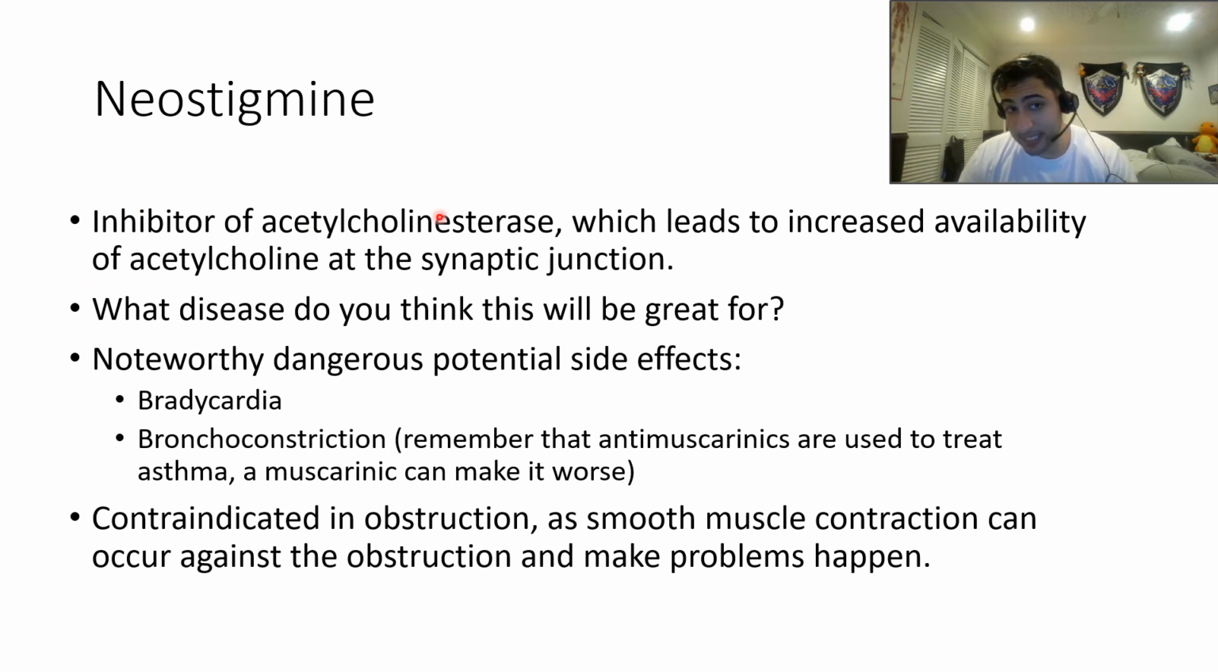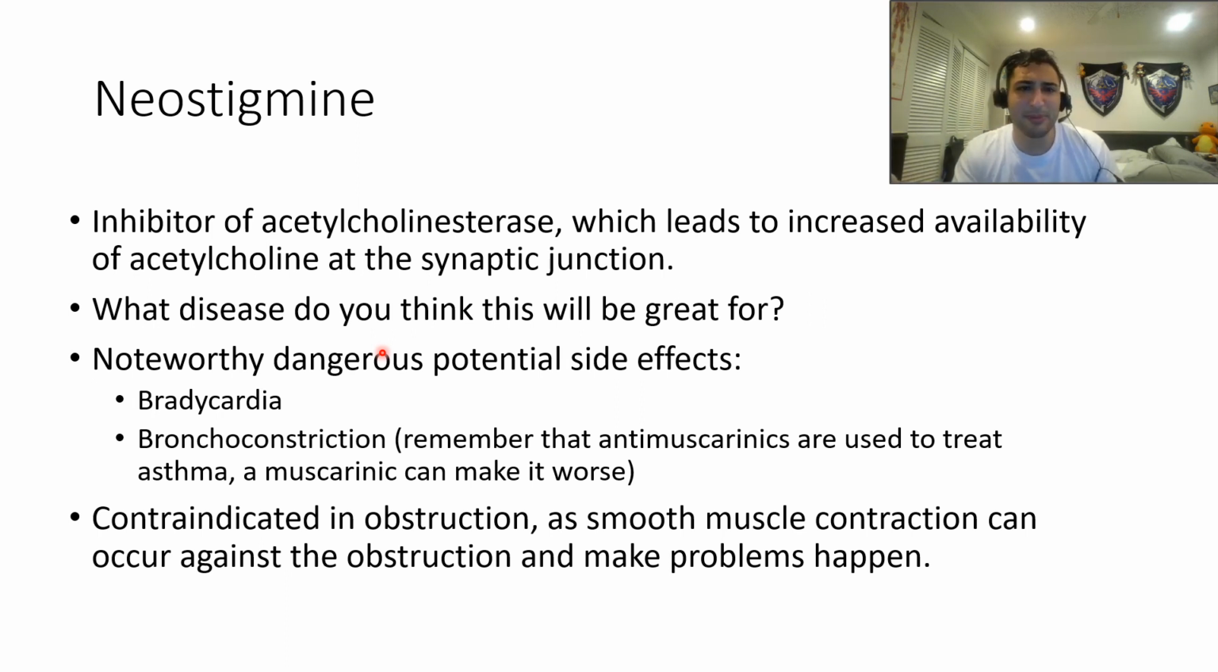Neostigmine is an inhibitor of acetylcholinesterase, and that's going to increase the availability of acetylcholine at the synaptic junction. So what disease do you think this is going to be great for? Myasthenia gravis. So again, myasthenia gravis, very, very important condition, because they could put a question stem where you have to diagnose myasthenia gravis, and they could say, which of the following would be a contraindication to the treatment, right? So they might give you somebody who has myasthenia gravis and they'll have asthma.